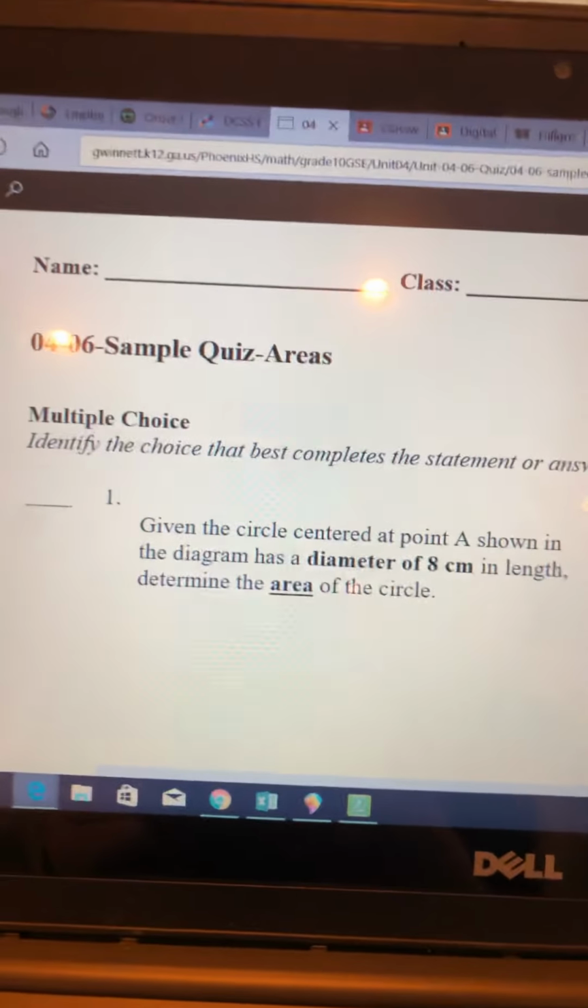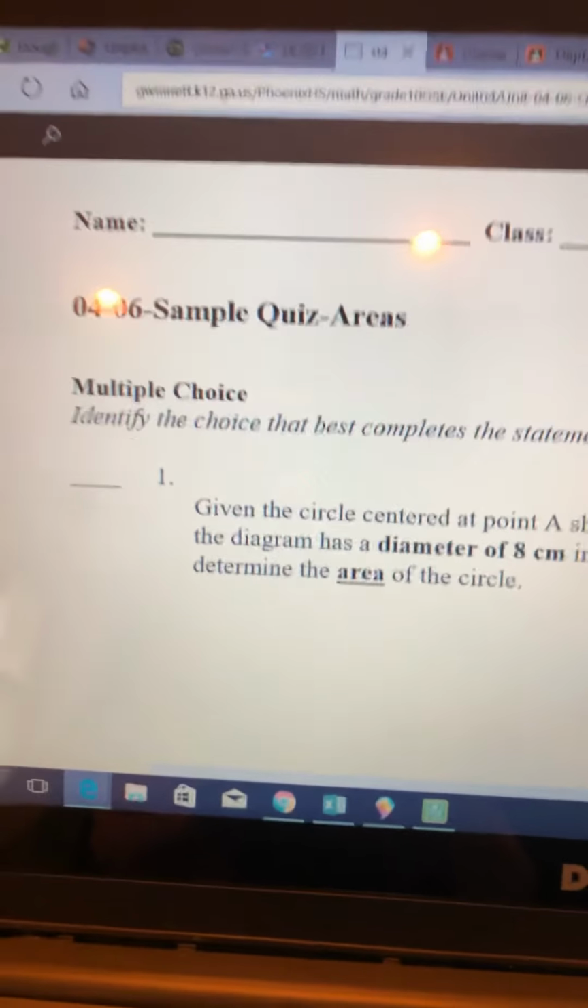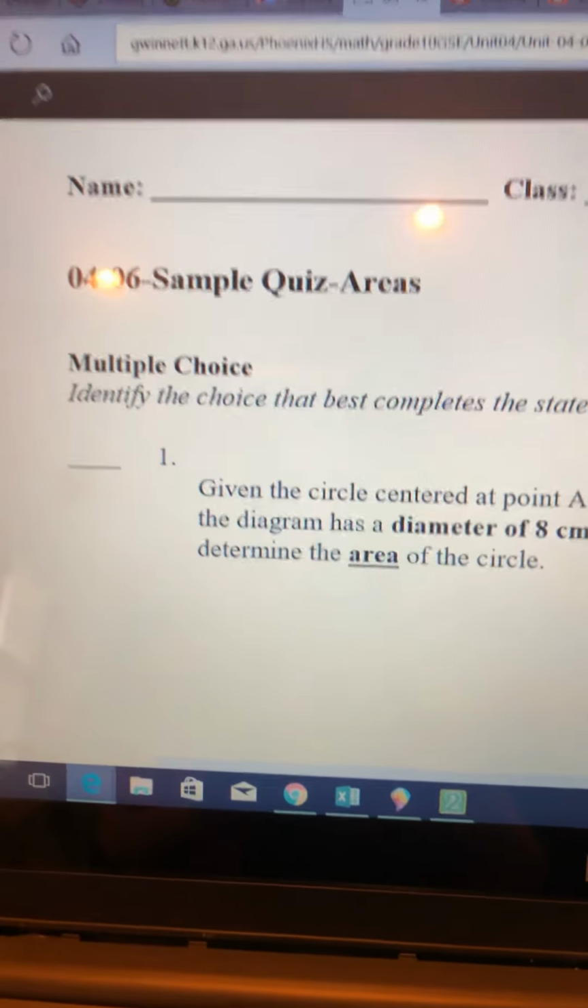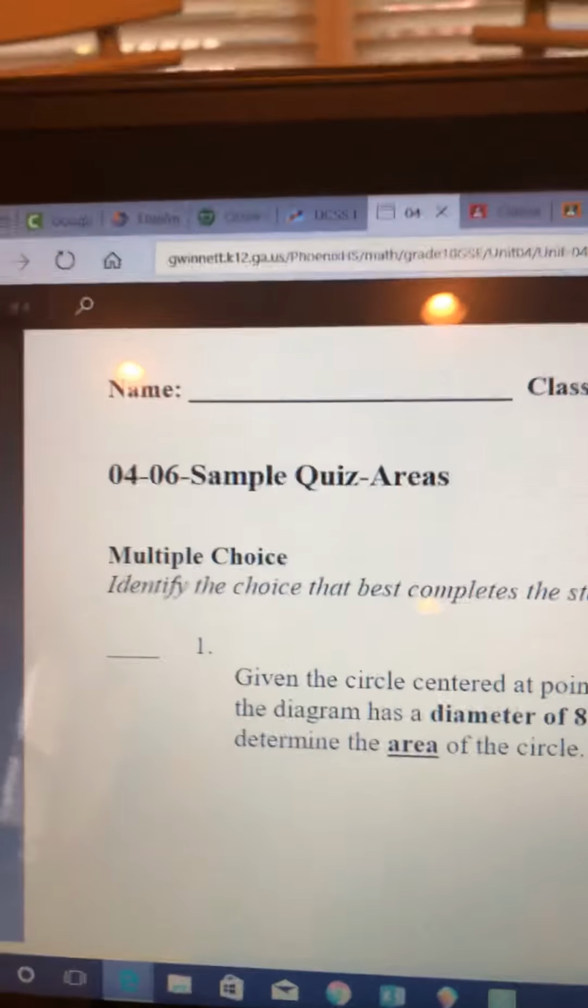Good morning, or I guess almost good afternoon today on this rainy Tuesday. It is Tuesday, right? Anyway, I had told you guys that I would go over the sample quiz with you.